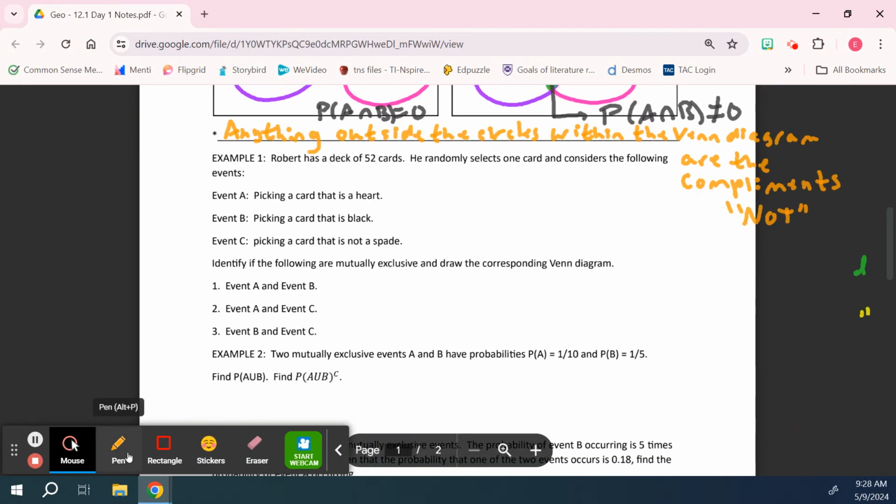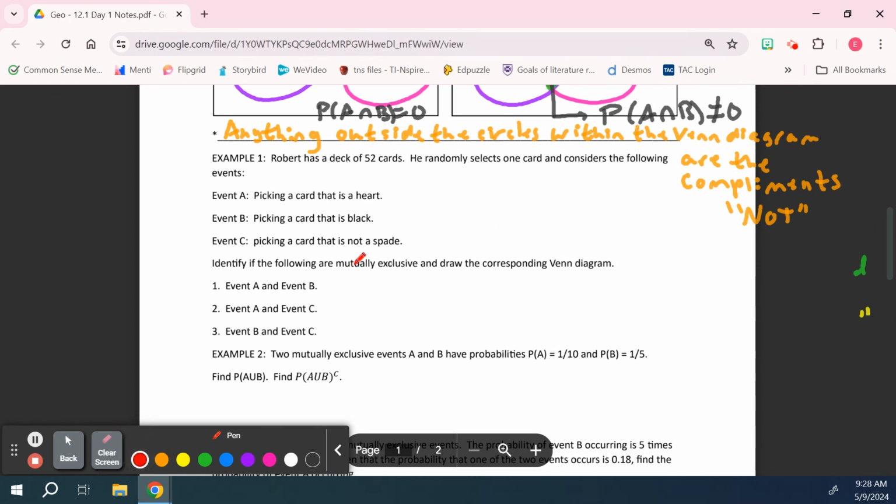All right, so example 1, we're just going to identify whether or not we have mutually exclusive events here. So Robert has a deck of 52 cards. He randomly selects one card and considers the following events. Event A, picking a card that is a heart. Event B, picking a card that is black. Event C, picking a card that is not a spade. So we're going to identify if the following are mutually exclusive and draw the corresponding Venn diagram.